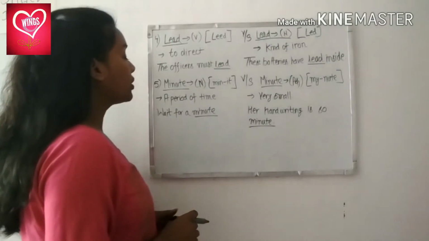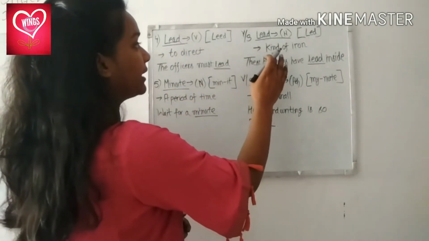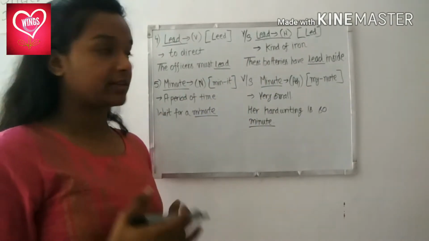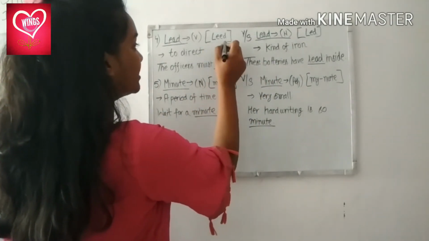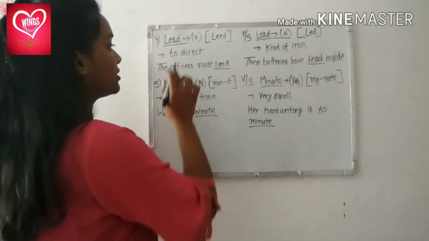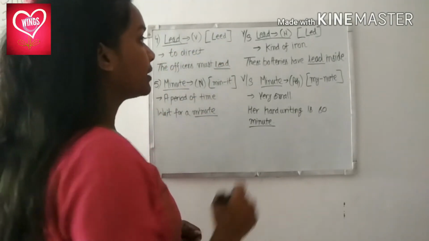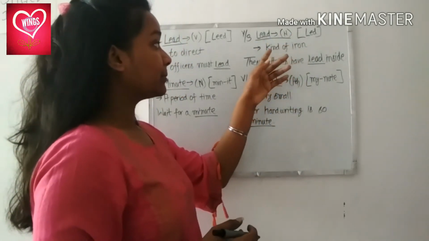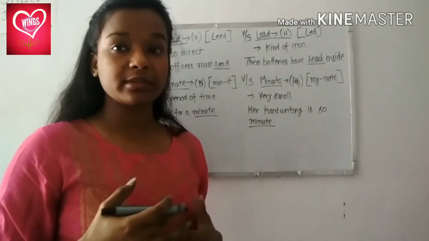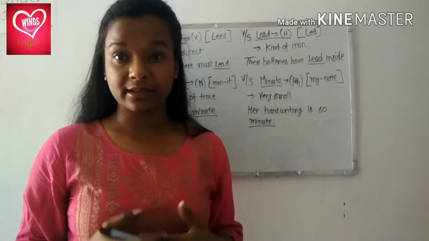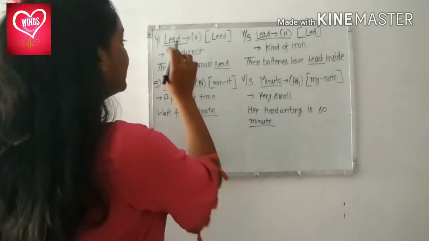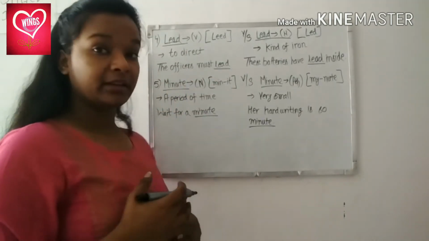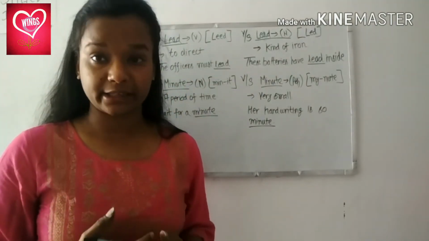Right? Fourth one is lead and lead. Spellings are same but pronunciation is different. The first one is lead and it is a verb that means to direct. Second one is lead, which is a noun that means a kind of metal and it is pronounced as led, right? Lead means to direct. The officers must lead. That means the officers must direct.